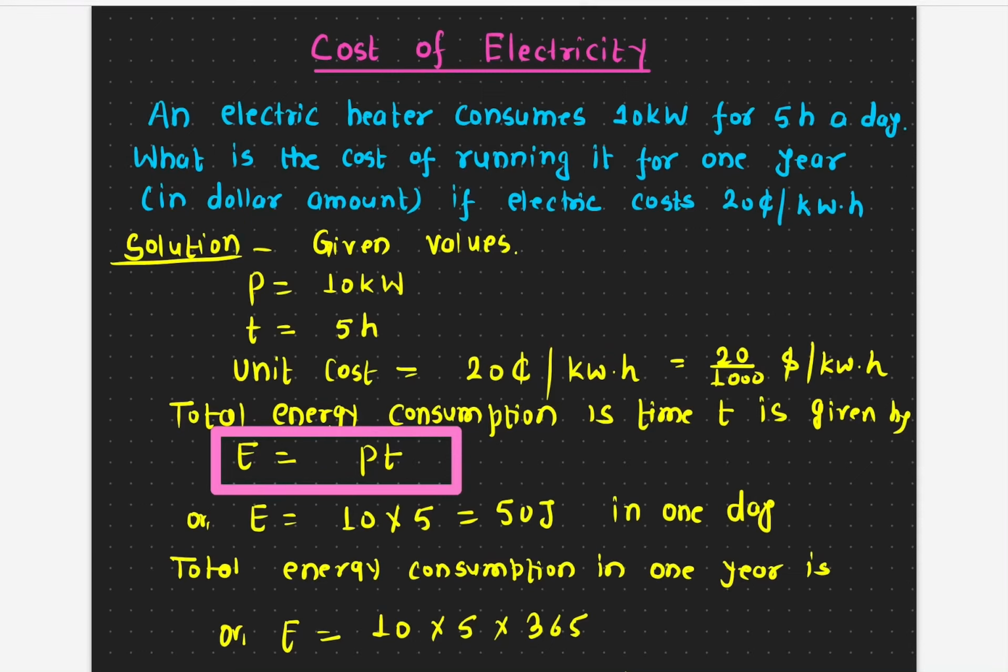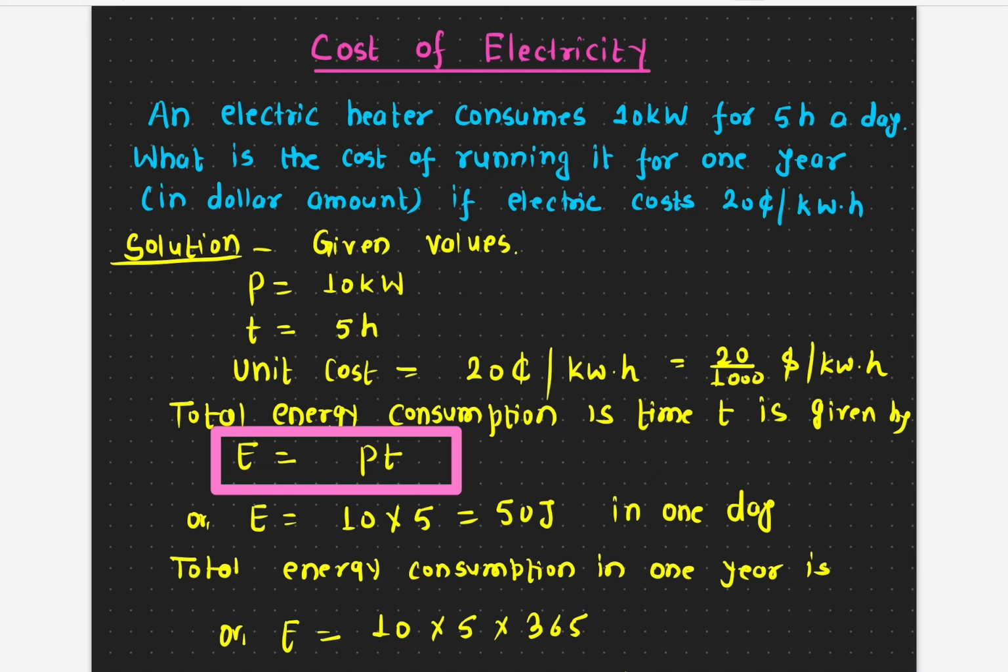In this video, we're going to calculate the cost of electricity. So we have an electric heater. The power of the electric heater is given, that is 10 kilowatt. And we use this 10 kilowatt heater for 5 hours in a day. If we're going to use it 5 hours a day, how much will it cost in a year if the cost of the electricity is given by this number here, that is 20 cents per kilowatt hour?